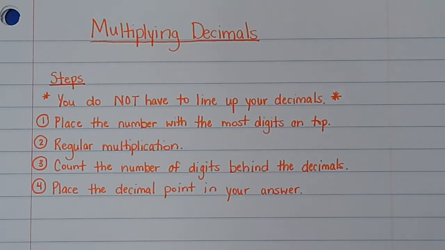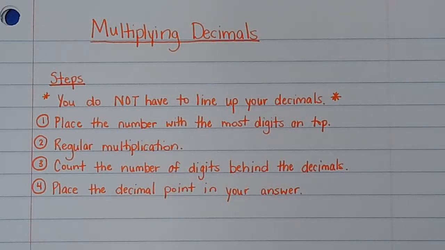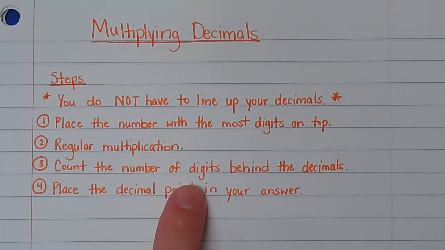So instead of lining them up, you actually want to put the number that has the most digits on top. That's what this right here is talking about. And so whichever one has more digits, that one's going to go on top. After that, you would just do regular multiplication. Some people even take the decimal completely out and they'll put it back in later. And that's up to you. It's a personal preference.